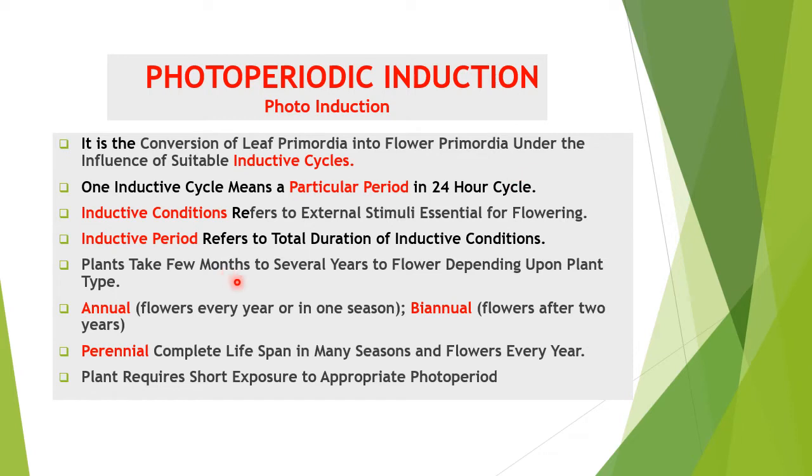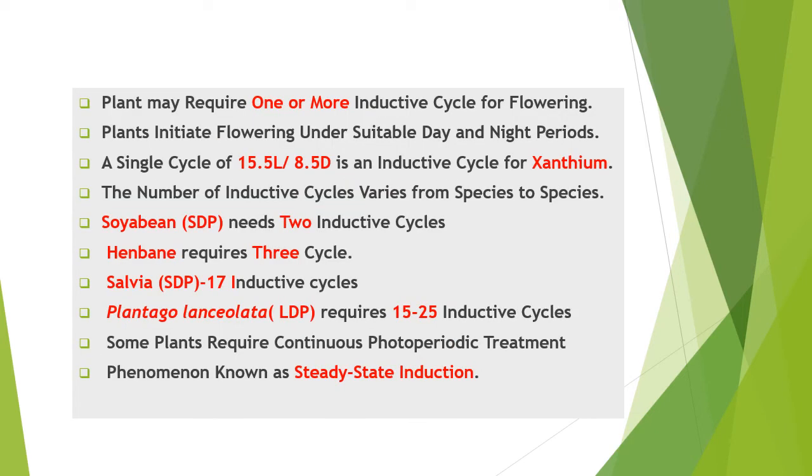Plants take a few months to several years to flower depending upon plant types. We have annual plants, which flower every year or in one season. Biennials flower after 2 years. Perennials complete their life cycle in many seasons and flower every year. So the plants require short exposures to appropriate photoperiod. That is the inductive cycle. It varies from plant to plant. Plants may require one or more inductive cycles for flowering.